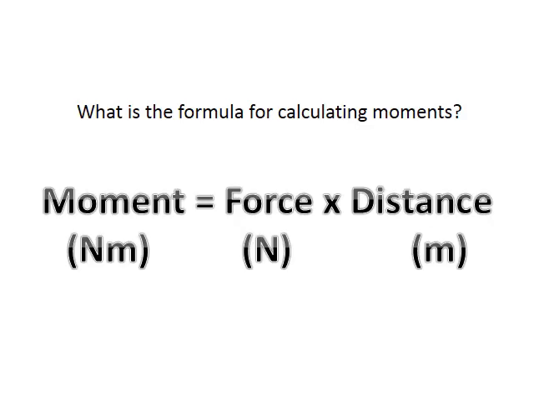So the formula is force, so that could be weight, for example, times the distance from the pivot. That's got to be from the pivot. Force is in newtons, distance is in meters, so moments are measured in something called Newton meters. Really straightforward. N times m.